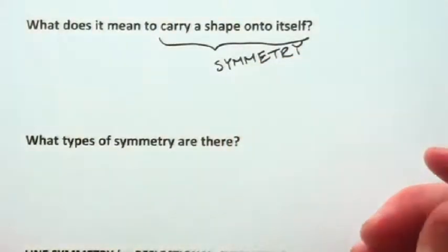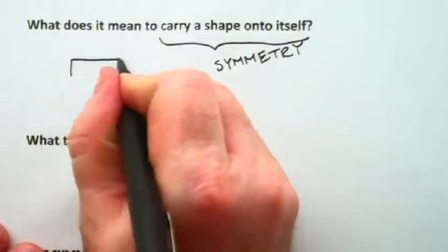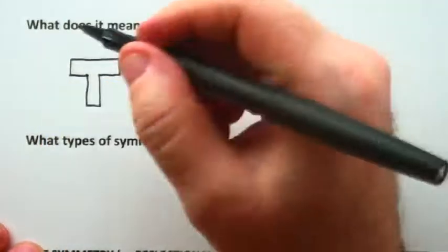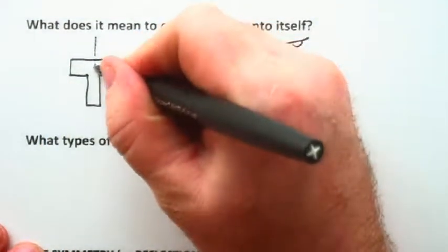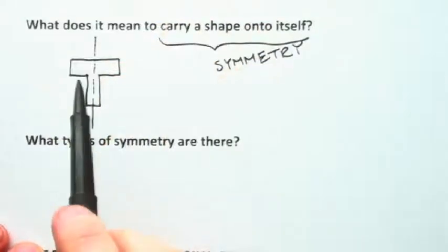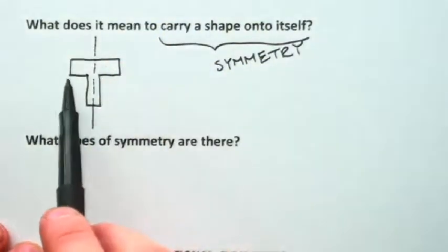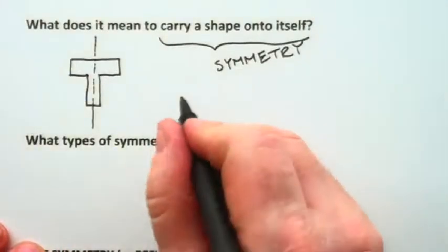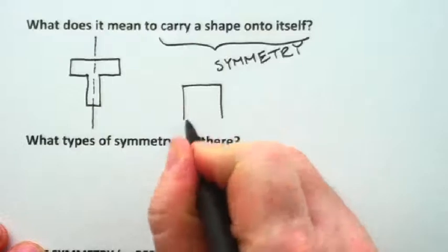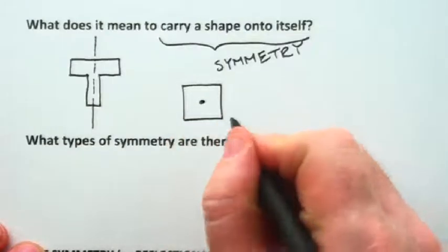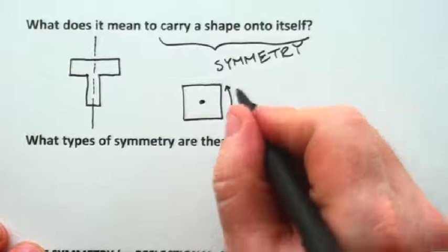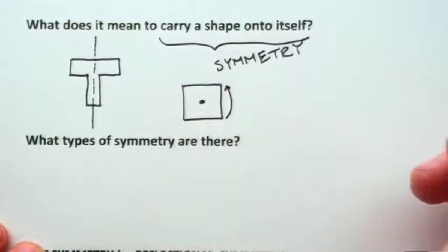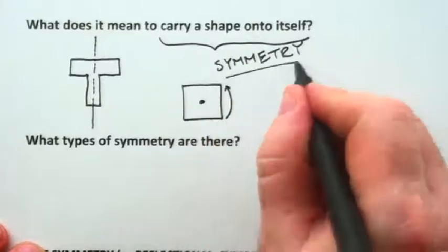But to carry onto itself might be something that looks like this, for instance, if I can draw it correctly. The letter T, if I draw a line of reflection down the center of it, this line of reflection would carry this half of the shape onto itself completely. There would be nothing left over. Same idea here. If I had a square and I began to rotate my square, after a 90-degree rotation, I would be carrying onto itself. So this phrase really is a code word for symmetry.